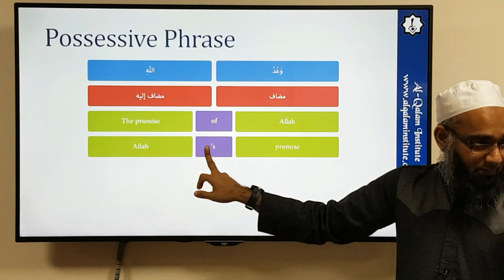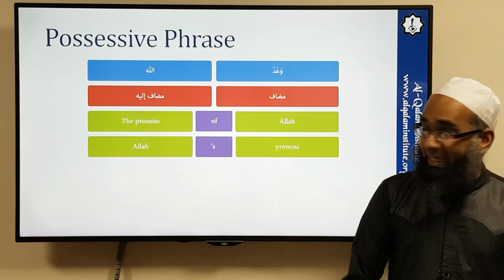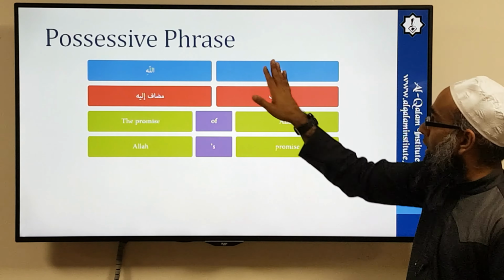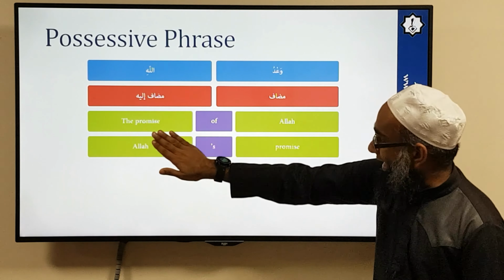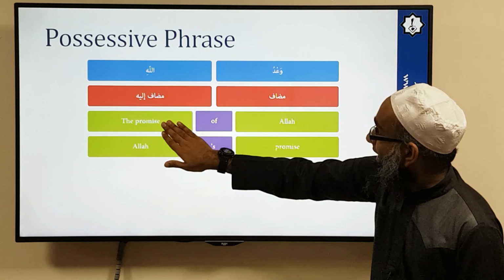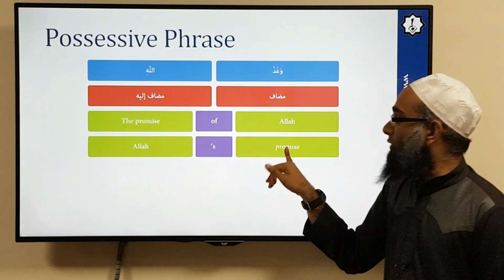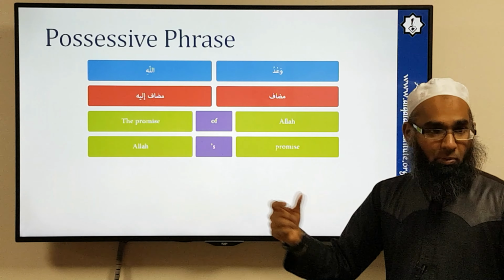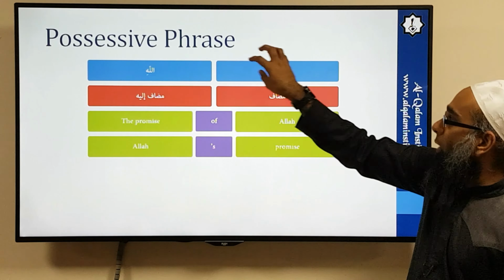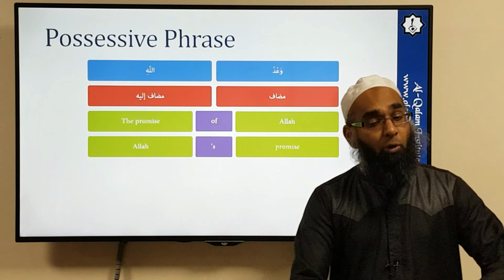So would it then be mudaf ilayhi? No, it's the same thing. But in English, the mudaf ilayhi changes. For example, in English, this is mudaf, this is mudaf ilayhi. And in the apostrophe S, this is mudaf ilayhi, mudaf. So the English order of mudaf and mudaf ilayhi can come both ways. In Arabic, it's always mudaf, mudaf ilayhi. But it's up to you how you translate it.